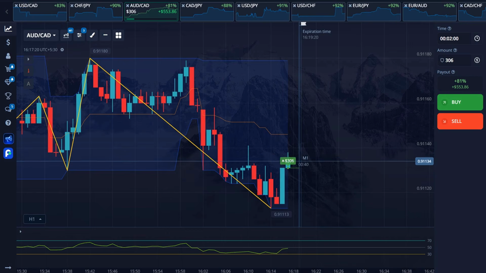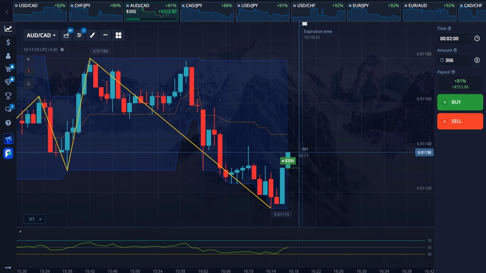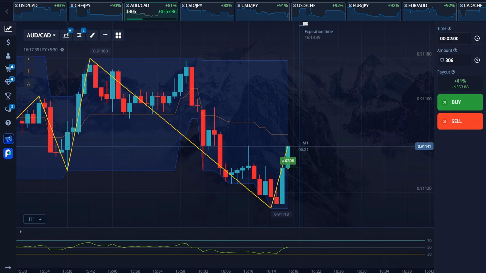Again, the most important part is the candle. Wait for a candle with a long lower wick near the lower band. This shows buyers are pushing price upward. After this, wait for one bullish confirmation candle. Entry: enter buy on the next candle. Expiry: use 2-minute expiry, or 1 minute for strong bounce moves.